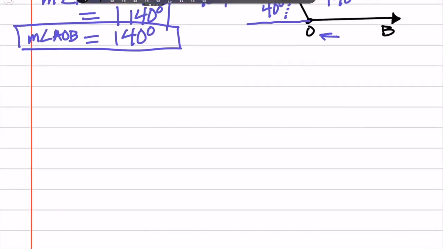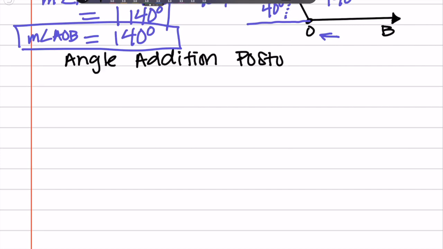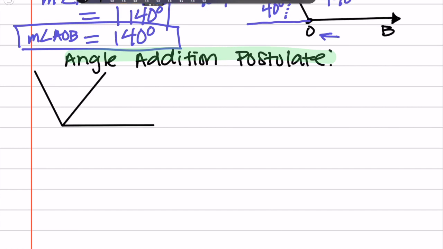Now, this next one, it's not going to be as much to write, and this is going to be the angle addition postulate. I'm going to go ahead and highlight this, and I'm going to use the green just so it sticks out a little bit. I'm drawing my symbol here first, my lines.